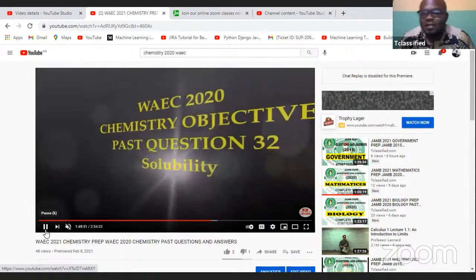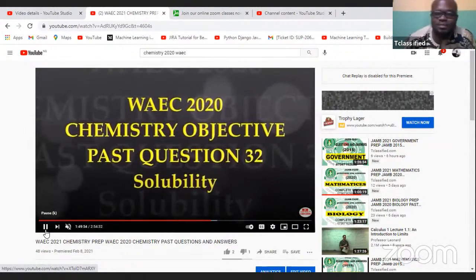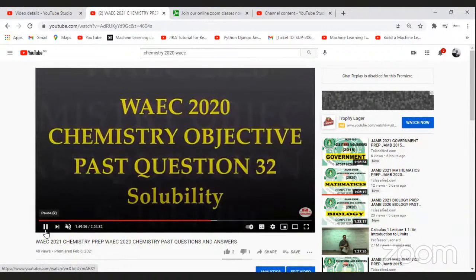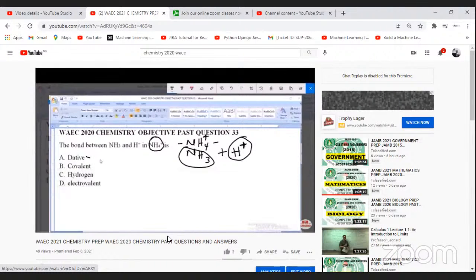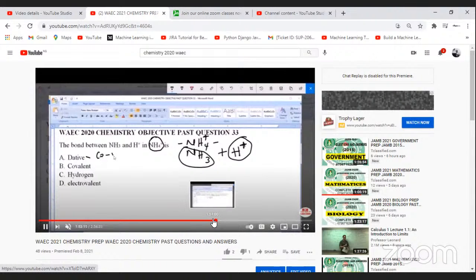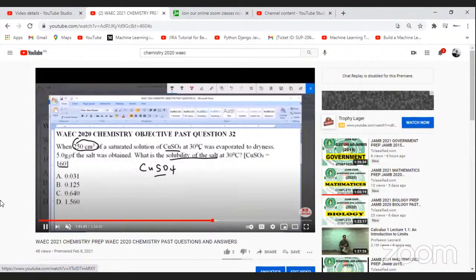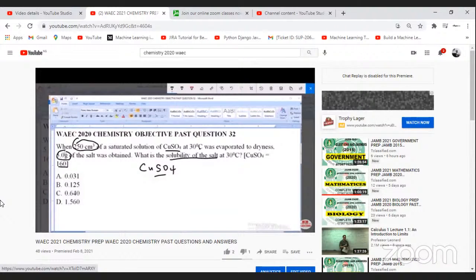So let's go to 32. I'll read it out. When 250 cm cube of saturated solution of CuSO4 at 30 degrees was evaporated to dryness, 5.0 grams of the salt was obtained. What is the solubility of the salt at 30 degrees Celsius? And they gave us CuSO4 at 60.